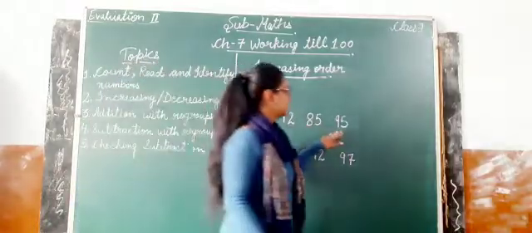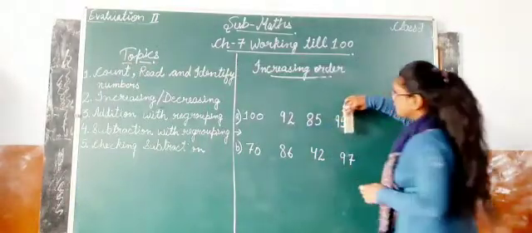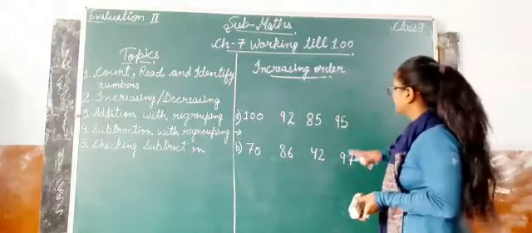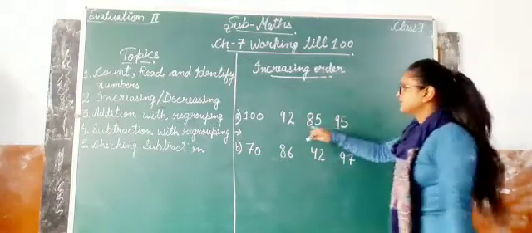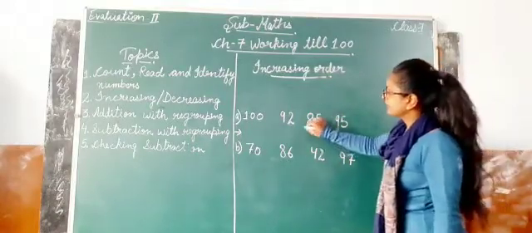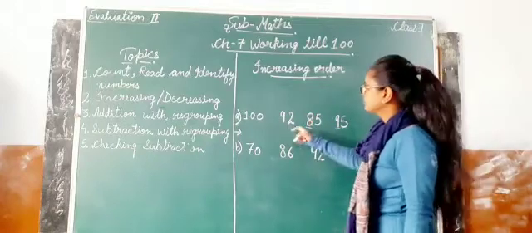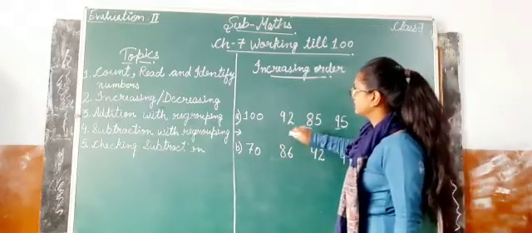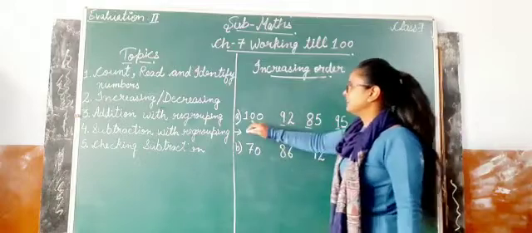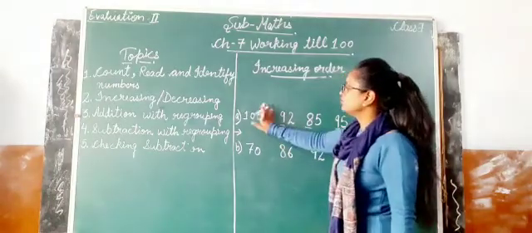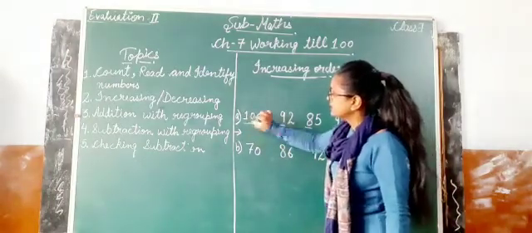For example, in number 95, I will leave out 5. I will ignore 5 completely and look at the number 9. In 85, I will leave out 5 and I will look at the number 8. In 92, I will leave out 2 and I will look at the number 9. And in 100, I will leave out the ones place and look at the number 10.